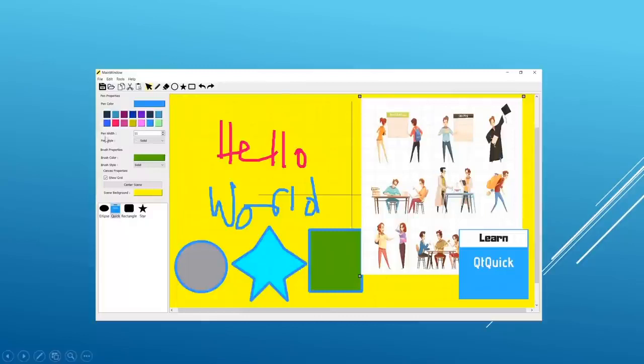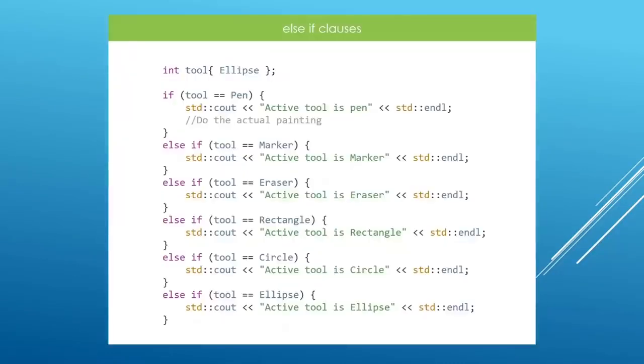For example, if the current tool was the pen, and the pen is this little pen tool here, if it is active, we're going to draw things like hello world here. If we have the stars selected, we're going to draw stars. If we have the rectangle selected, we're going to draw rectangles. We could do all kinds of crazy things using this piece of logic here.